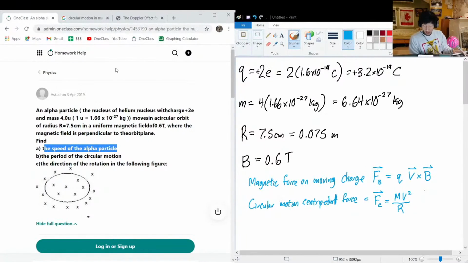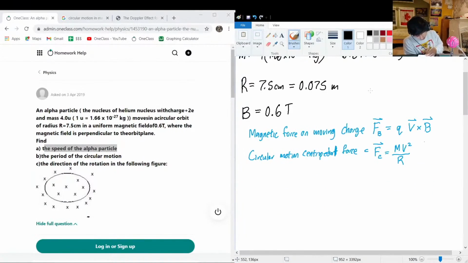Okay? So, to write that out formally, magnetic force equals centripetal force.